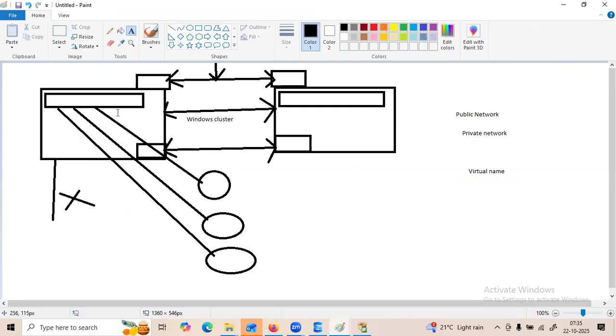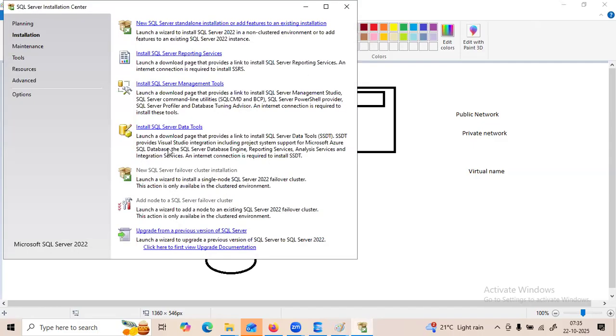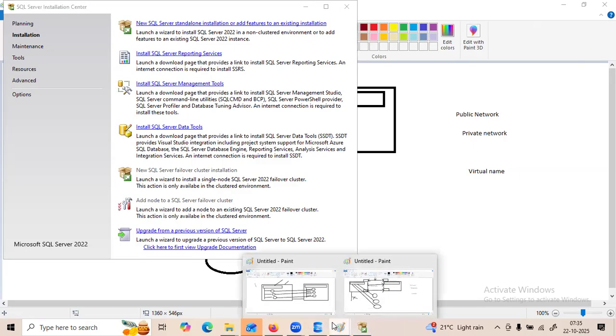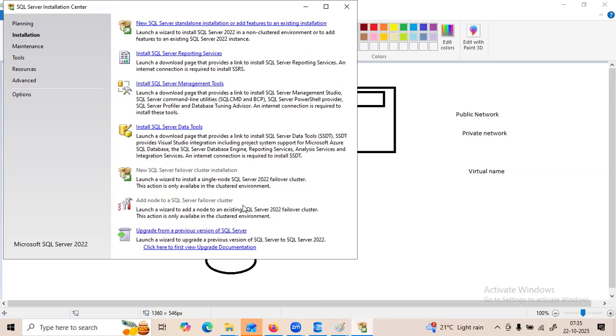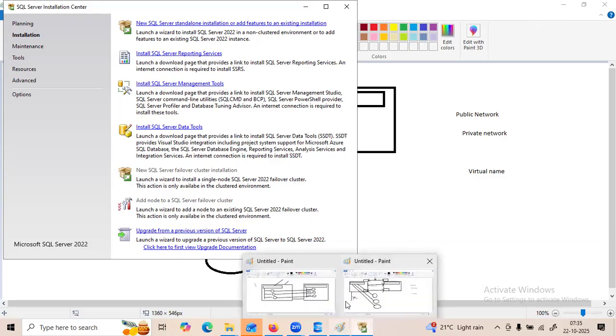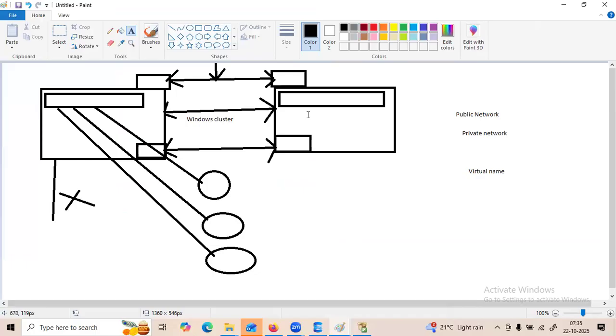So on one computer, go for this installation blade. For the other computer, log into it, then go to the software. That time we have to choose this one, add node to the SQL Server failover cluster. So here we need to choose this blade. Why? Because we already installed the SQL Server here, and we are maintaining it as high availability, so we need to keep the binaries. For that, go for only add node.